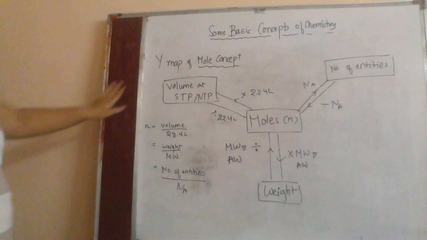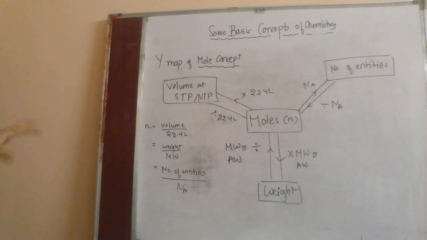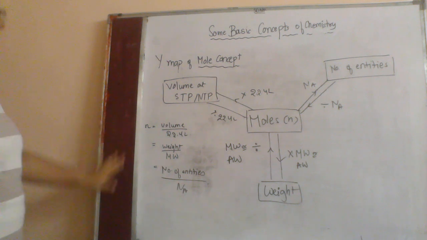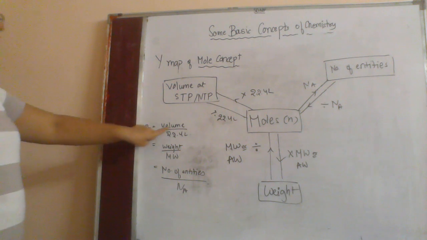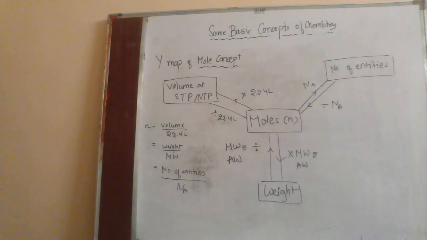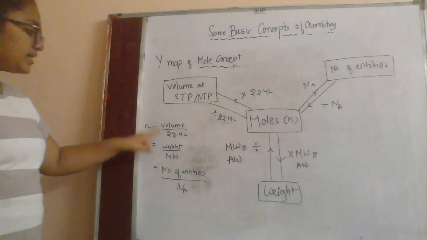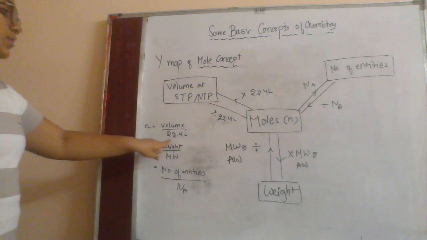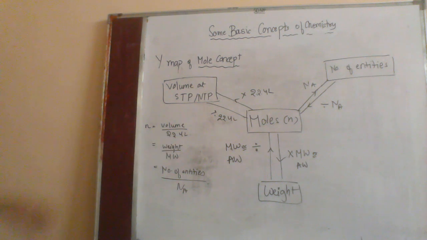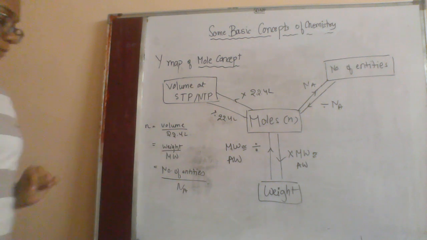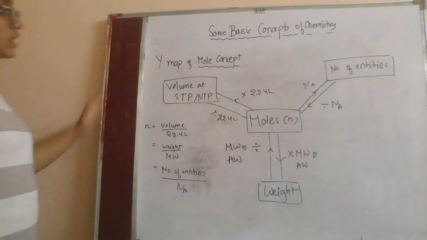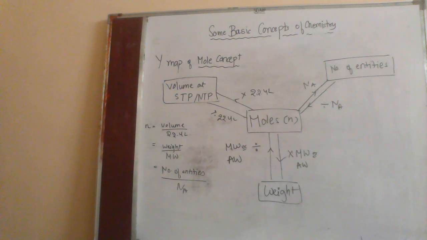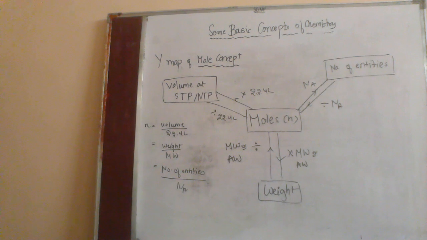Now coming to the Y-map of mole concept. This Y-map tells us about three formulae for calculating moles. The first formula is volume of the element or molecule divided by molar volume, that is 22.4 liter. Second is given weight by molecular weight, and the third one is number of entities divided by Na, that is Avogadro's constant. So this Y-map is very important for calculating number of moles.